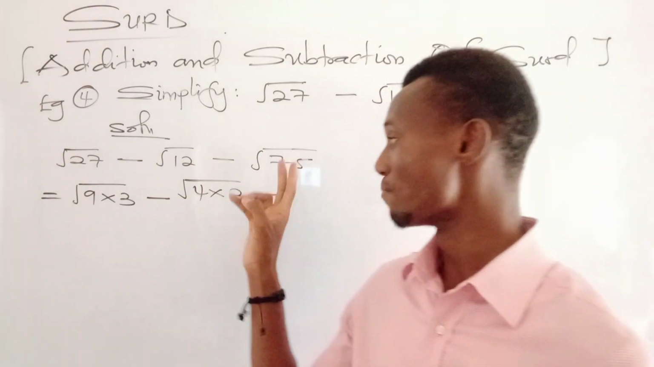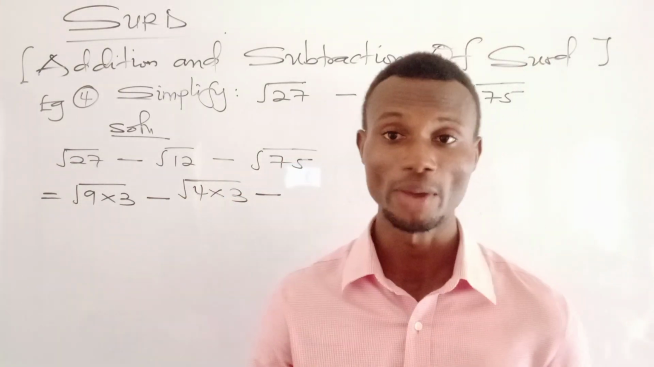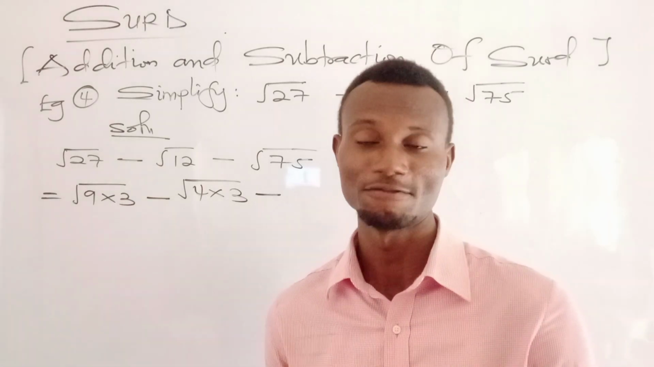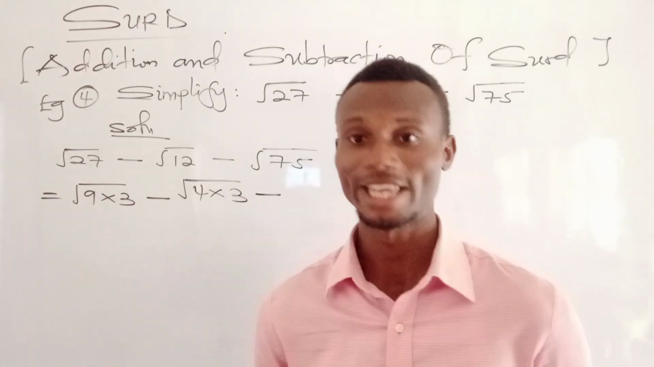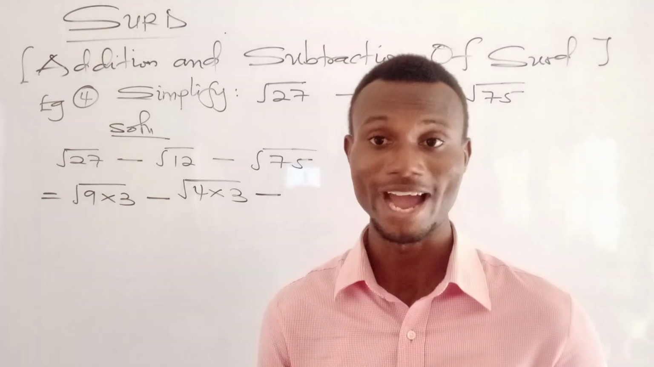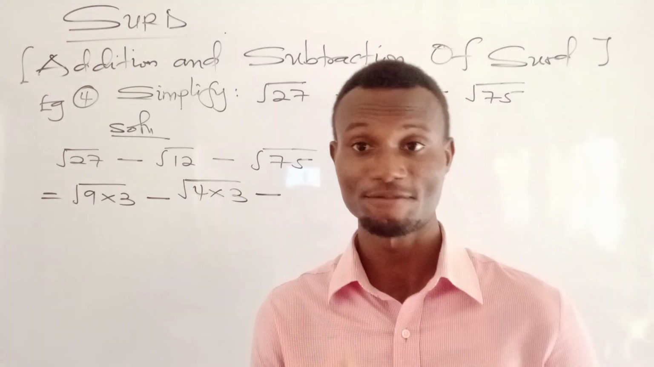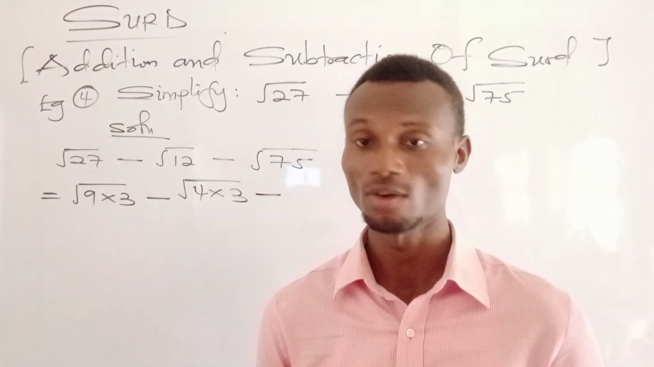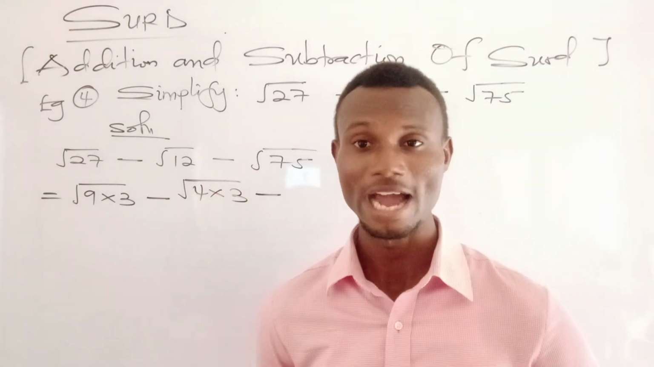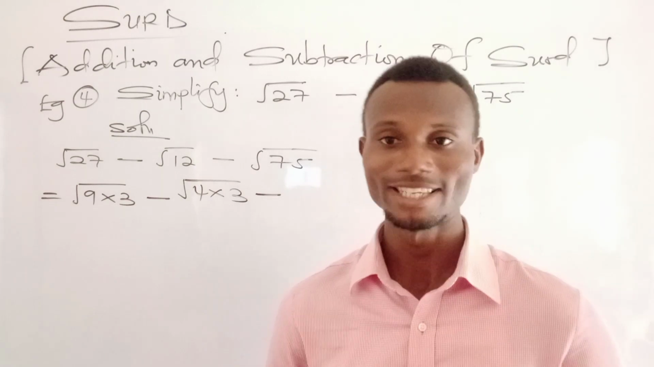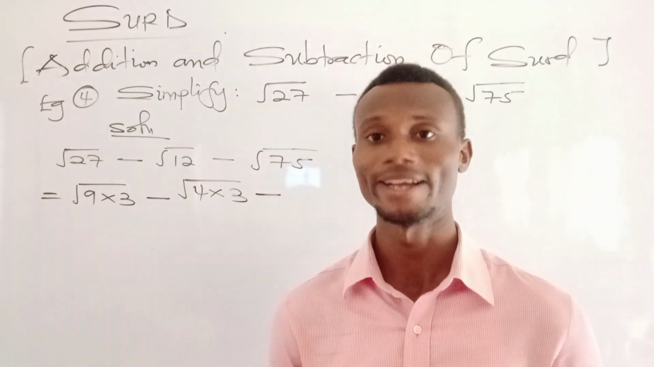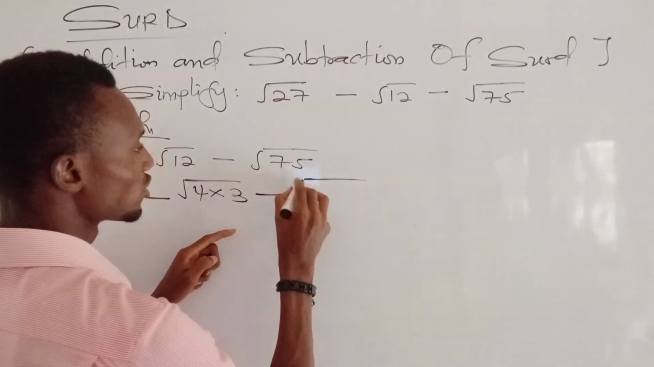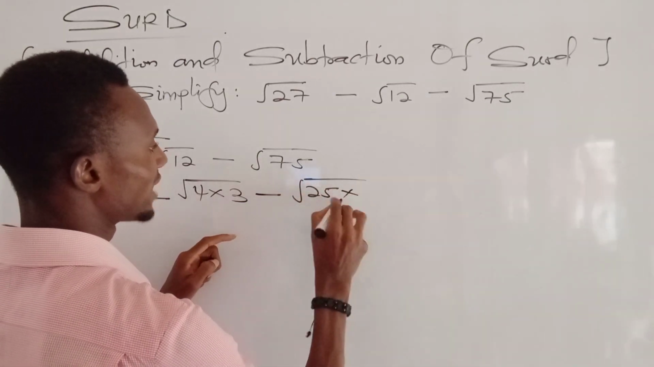So in place of the 75, we are going to replace it with 3 times 25, or 25 times 3. 25 times 3 gives 75, and the 25 is a perfect square. As I said, one of the numbers needs to be a perfect square. So in place of the 75, we are going to write 25 times 3, or 3 times 25. So minus square root of 25 times 3.